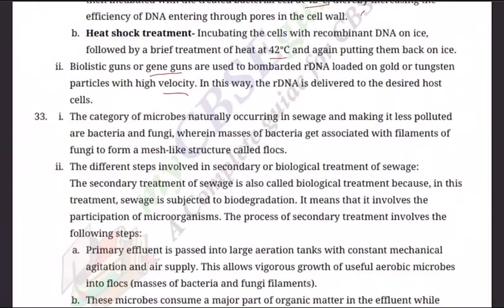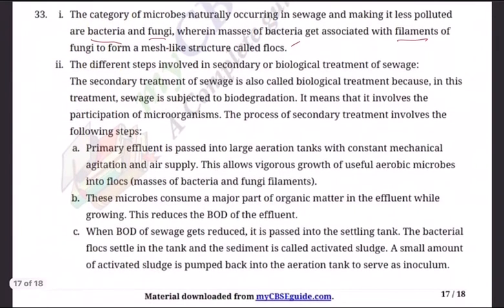Question 33, last question. Name the category of microbes naturally occurring in sewage and making it less polluted during the treatment. The category of microbes naturally occurring in sewage and making it less polluted are two, bacteria and fungi, wherein masses of bacteria get associated with the filaments of fungi to form mesh-like structures called flocs.